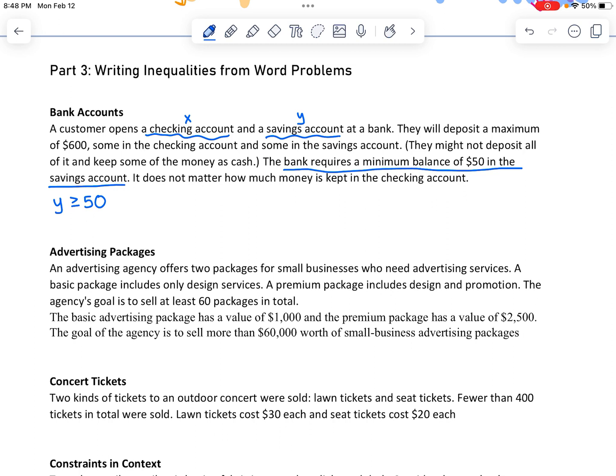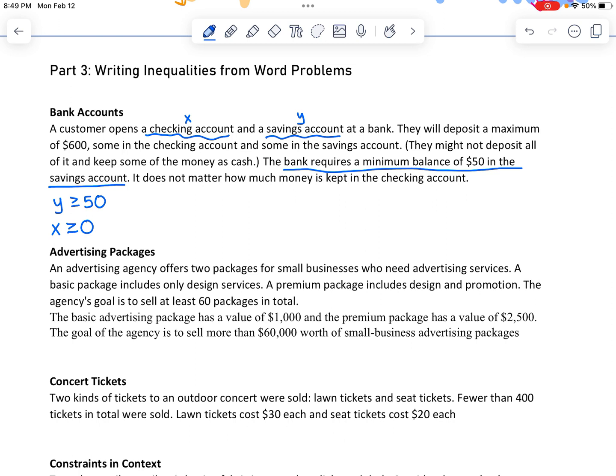Now, the checking account, it does not matter. You don't have to have any minimum balance. But if you're depositing money, we're not losing any money. So we just know that X is greater than or equal to 0. I know for money, you could go into a little bit of debt, but not in this scenario because we are opening brand new accounts. So you're not going to take money out of an account that's already empty.